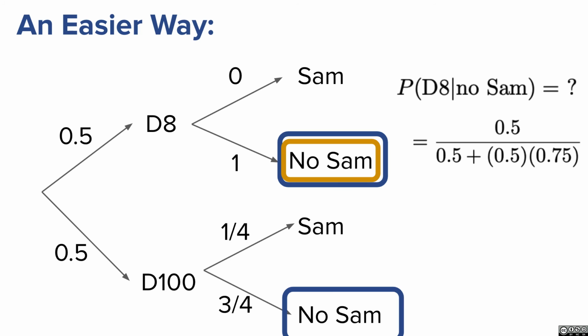I look at the orange box and I see that this branch's probability is 0.5 times 1, so I get 0.5. The probability of the blue boxes put together is 0.5 times 1 for this top blue box, and then 0.5 times 3/4 for this bottom blue box. I add them together to get the total probability of the blue boxes, and I get the same equation that I got before, just in a graphical way instead of using a bunch of equations, and I get the same answer.